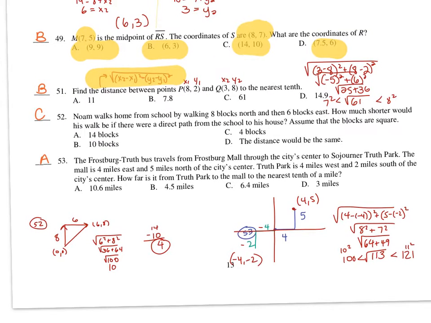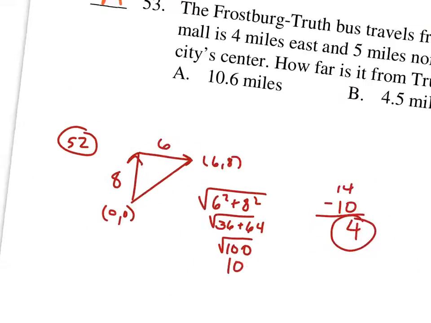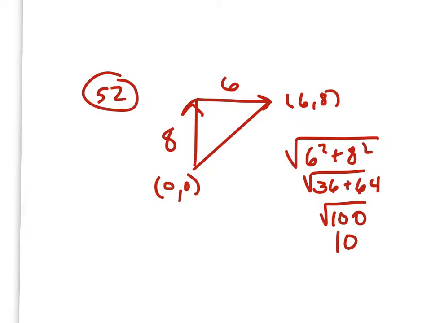Okay, 52, which is down here in the red, says Noam walks home from school by walking 8 blocks north and then 6 blocks east. How much shorter would his walk have been if it was a direct path? So if I plot this on a coordinate plane, this point would have been 0, 8, this point would have been 6, 8, and I would have started at 0, 0. So he went 8 up and 6 to the right, which means he traveled a total of 14.